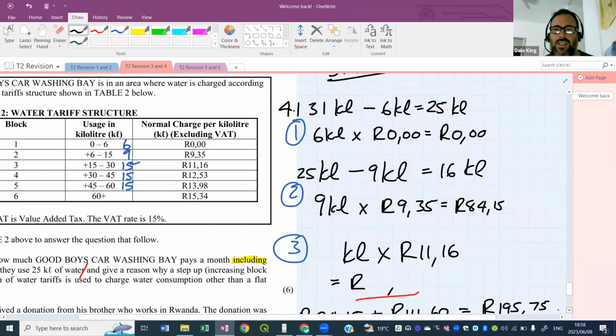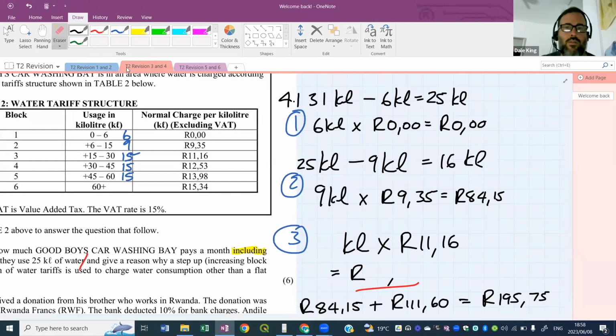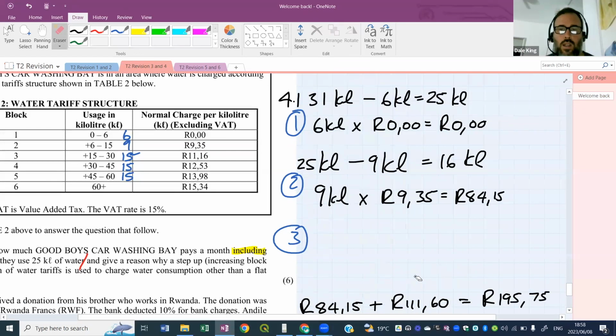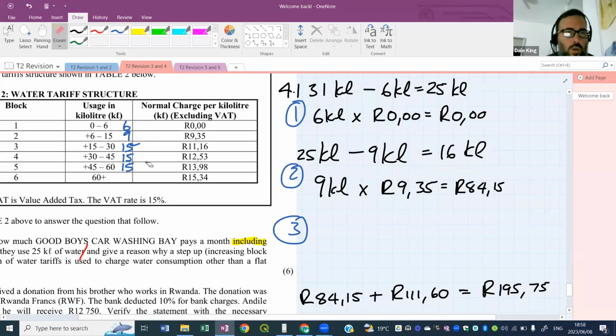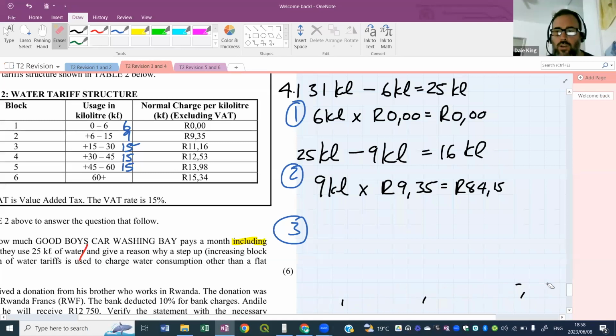I still got 16 kiloliters left. All right. How many kiloliters are there in block 3? You'll all look over to block 3, and because I wrote those numbers down there, a quick glance will tell you that I've got 15 kiloliters in block 3, but I've still got 16 kiloliters left, which means I'm going through all of block 3 and I'm hitting block 4.